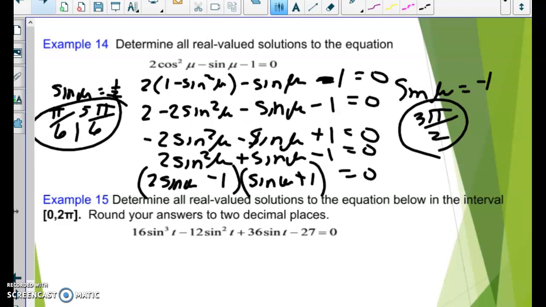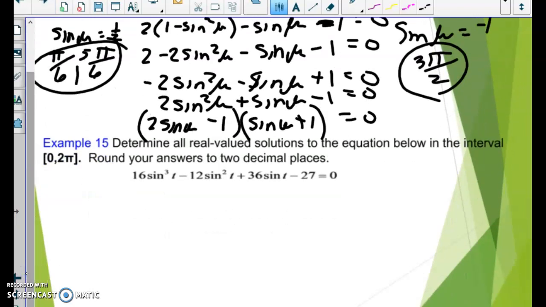Now, let's take a look at this one. Holy cow, right? Determine all the real solutions of the equation below in the interval from 0 to 2 pi. Round your answers to 2 decimal places. So, well, the first thing that I want to do here, since it's a cubic, is to factor by grouping. But instead of grouping this with this, I want to group this one with that one, I think.